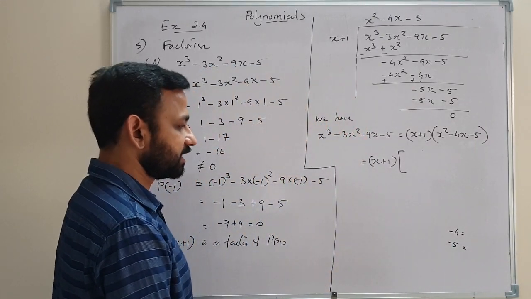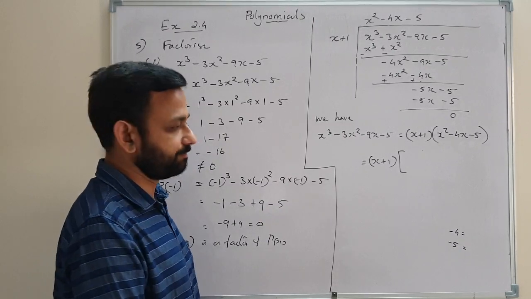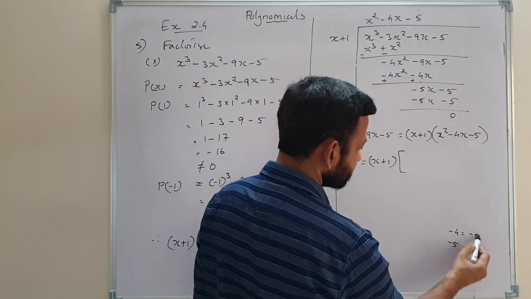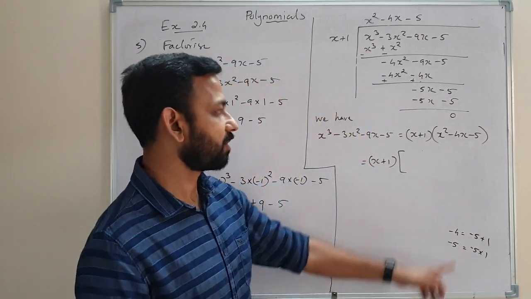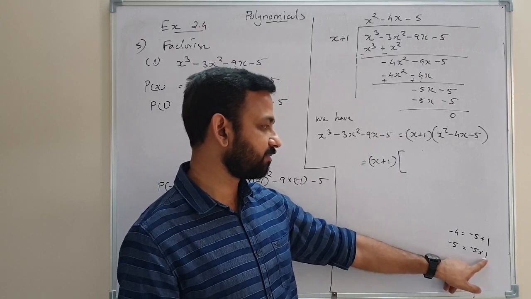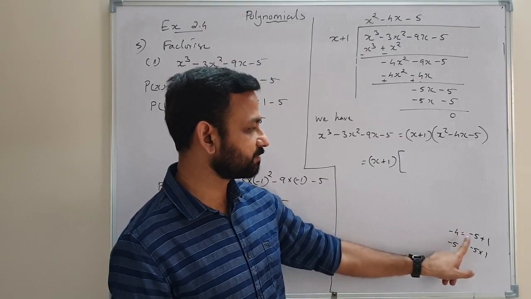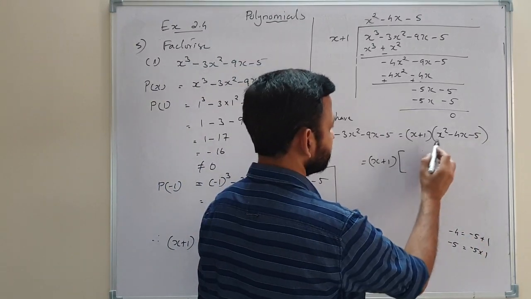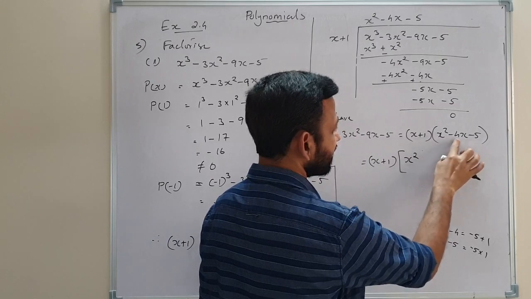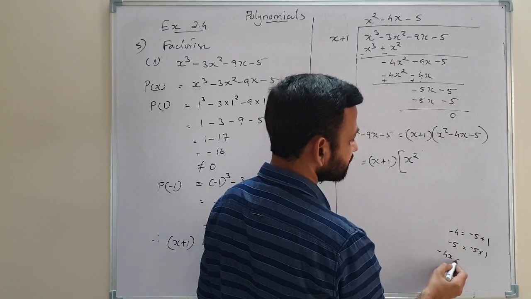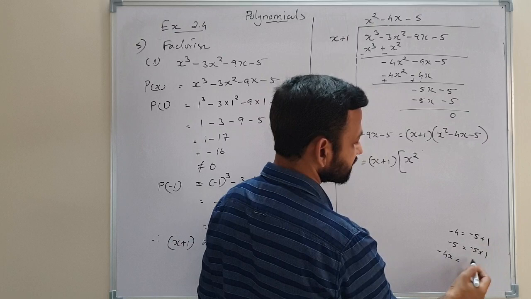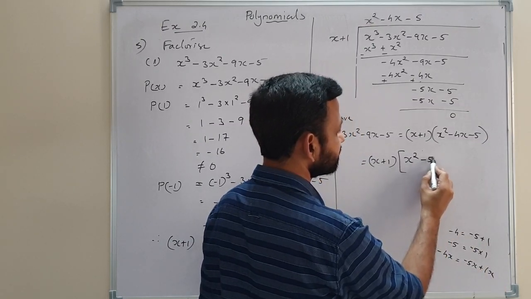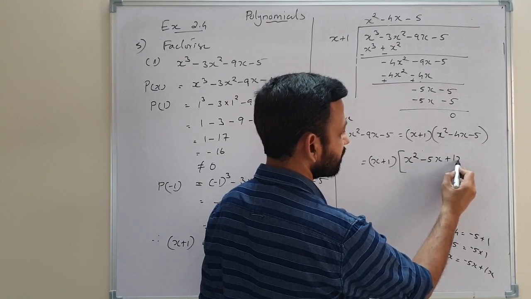Their product is minus 5 and their sum is minus 4. So minus 5 into 1, minus 5 plus 1. Product minus 5: minus 5 into 1, minus 5. Sum is minus 4: minus 5 plus 1, that is minus 4. So we can split the middle term. First term x square. Then minus 4x we will write as minus 5x plus 1x. So minus 4x we can write as minus 5x plus x.